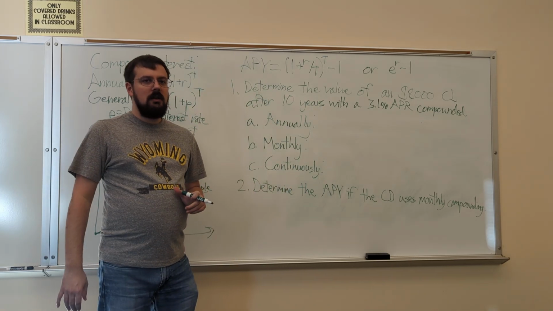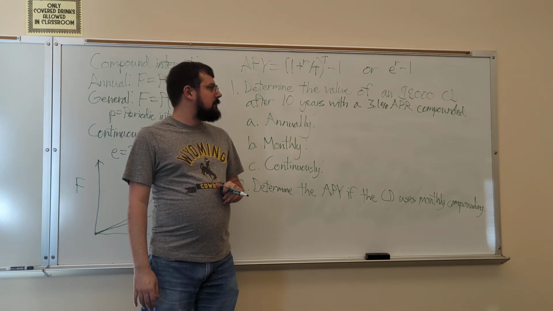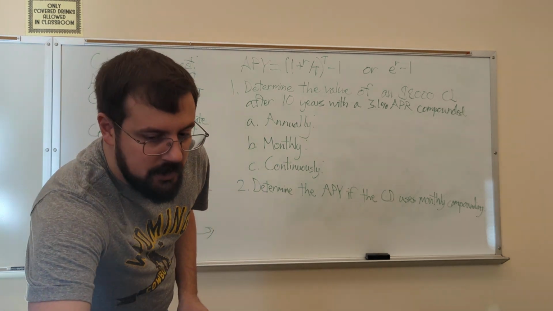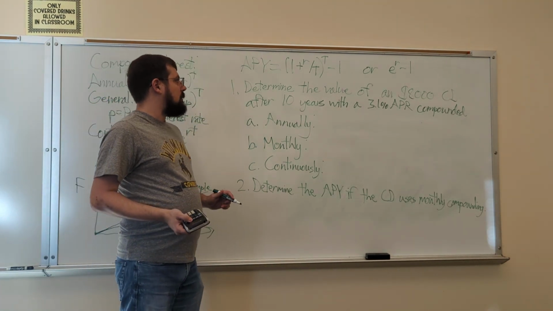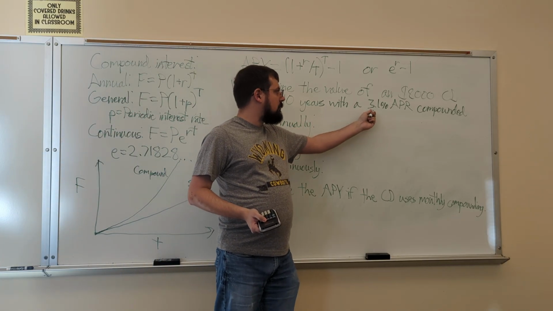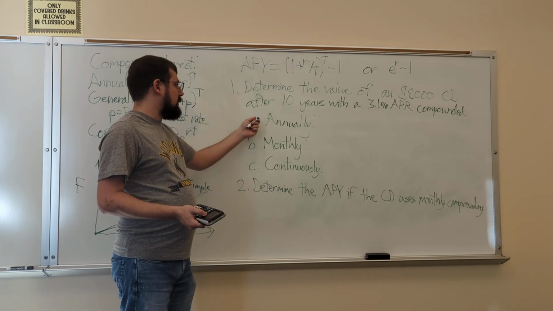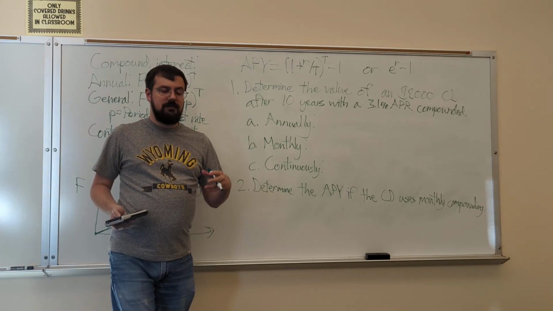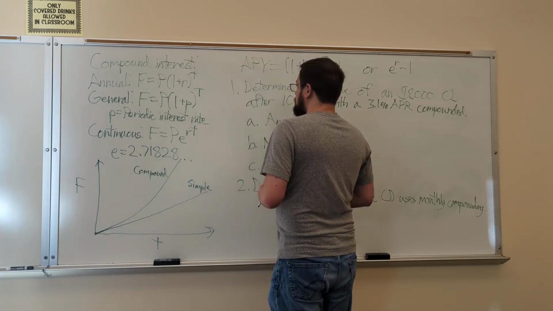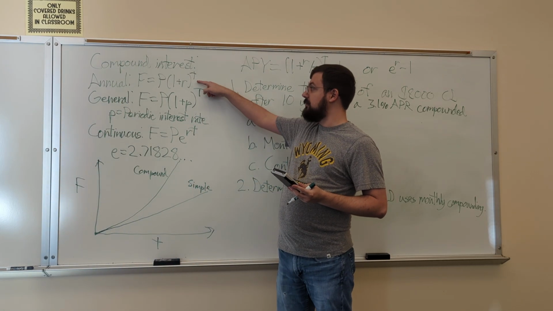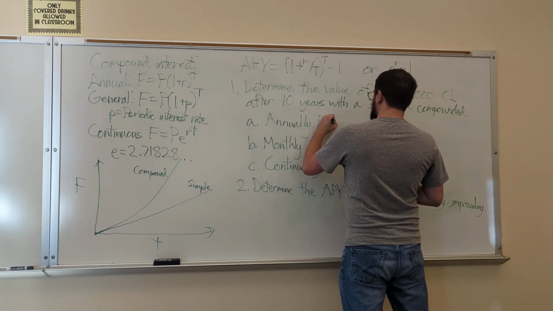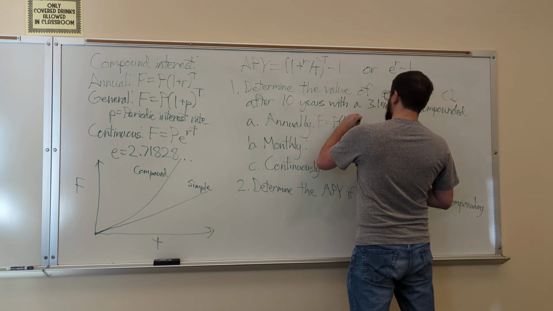So let's look at a couple of examples of compound interest. In the first example, we have an $8,000 CD, and we want to determine the final value after 10 years with a 3.1% APR. Basically we're just looking at different compounding frequencies here. First one, annual compounding. We're going to use the annual compounding formula right here: F equals P times (1 plus r) to the t.